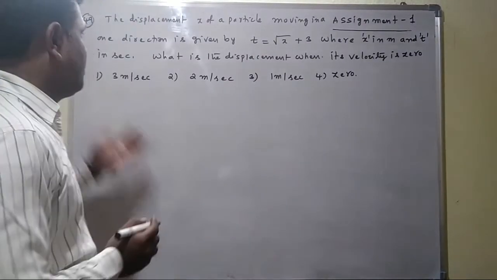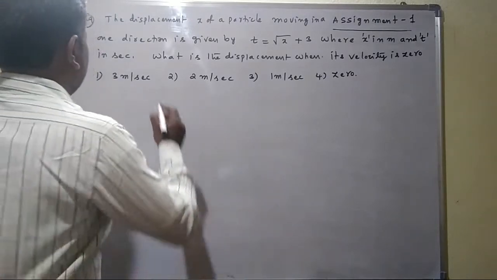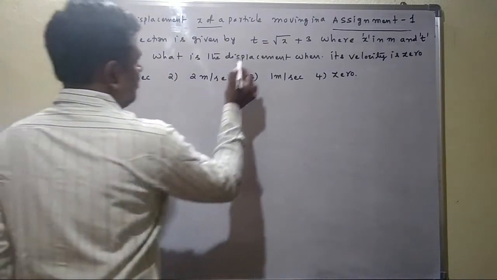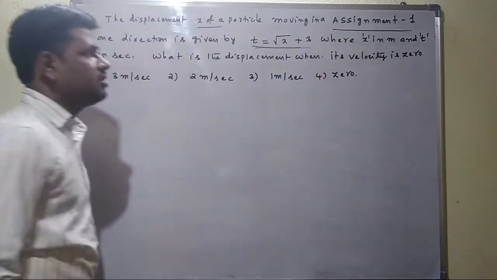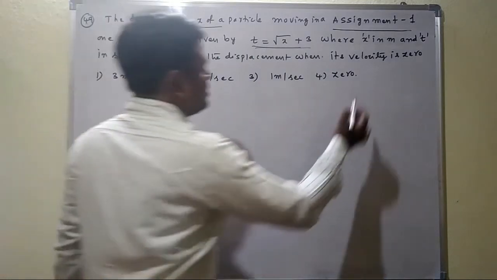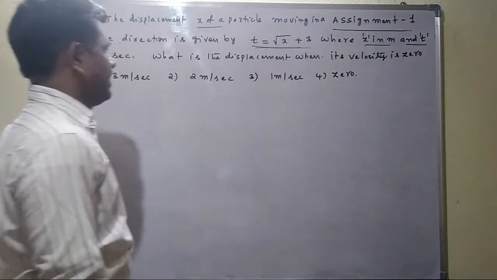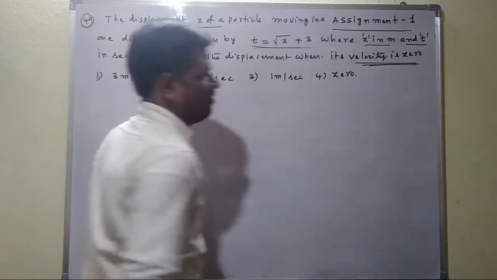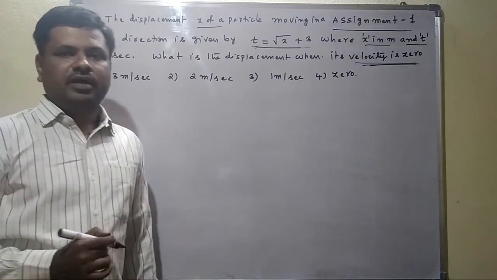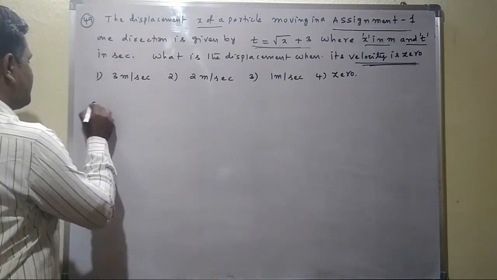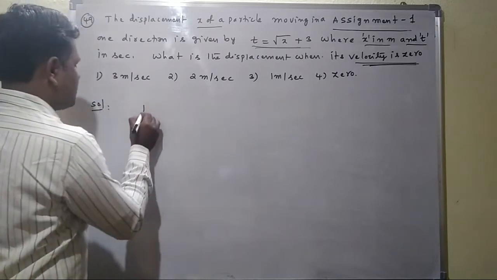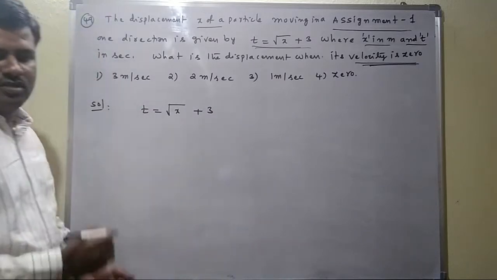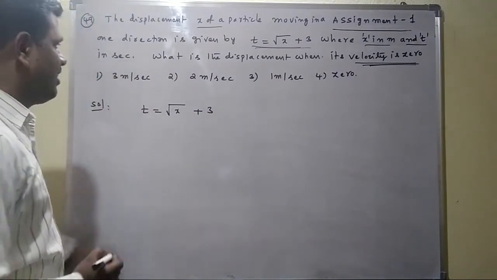Now see the next question. This is a very important model question. The displacement x of a particle moving in one direction is represented by the equation t equals root x plus 3, where x is in meters and t is in seconds. What is the displacement when velocity is 0? This point is important: when velocity is 0. The equation is given, t is equal to root x plus 3. I am modifying this equation.